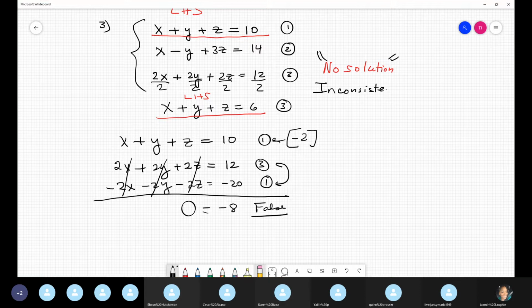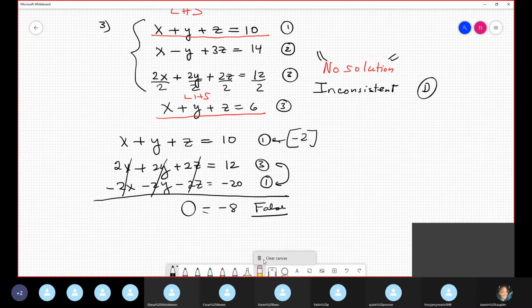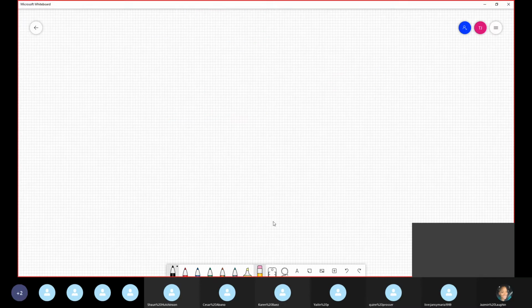Inconsistent is the technical word to indicate no solution. No solution is equivalent to say inconsistent. Is the option D, no? Option D. In this case, in the handout. Any question, guys? Super easy, eh? Yes or no? Easy, Yasmin. Okay.